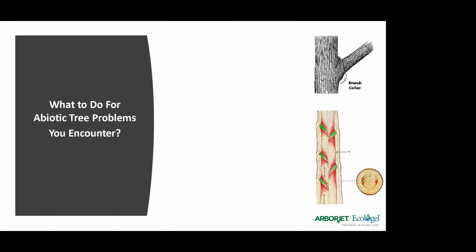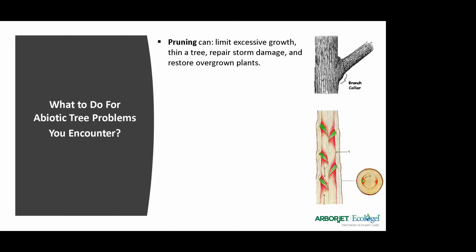Okay, so what else? We talked about this whole issue of tree pruning. Pruning has some positives. It can limit excessive growth. You can thin out a tree. It can repair storm damage, and it can restore overgrown plants. If you look at this tree at the top left-hand side, right top, you can see this thing called the branch collar. When you're doing a pruning, you need to make sure that the branch collar is left intact. You never remove a branch collar. When you do it properly, the tree will close over that area very nicely.